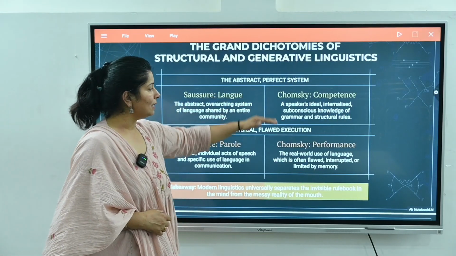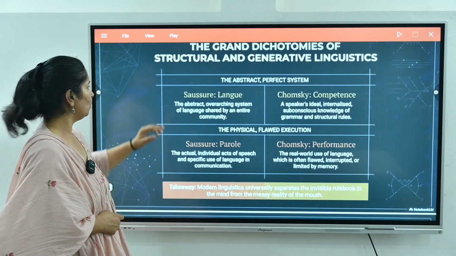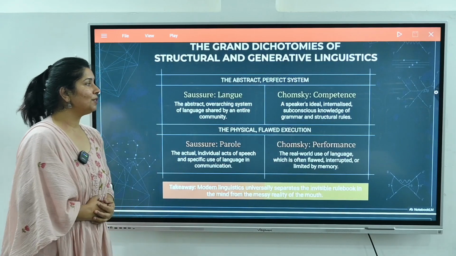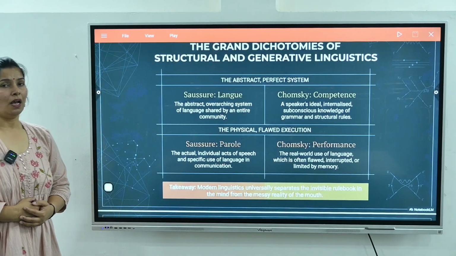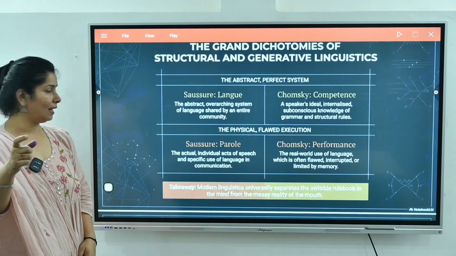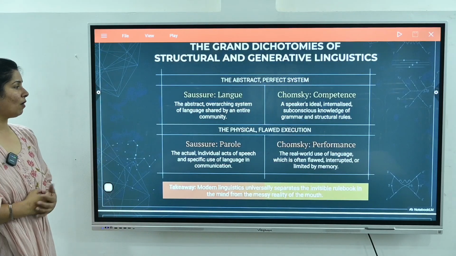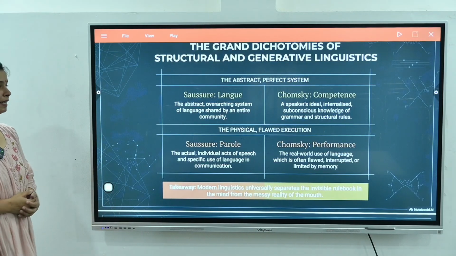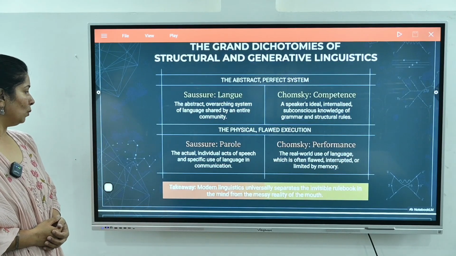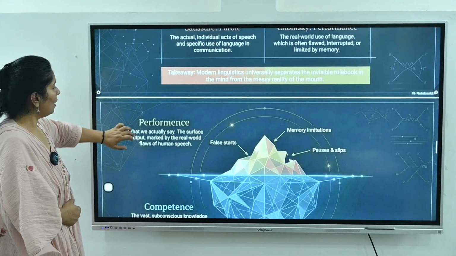If we talk about competence, somewhat similar to langue, it is the speaker's ideal internalized subconscious knowledge of grammar and structural rules. And performance is the real-world use of that language, which is often flawed, interrupted, and limited by memory. So we can say that modern linguistics separates the invisible rule book in the mind from the messy reality of the mouth.